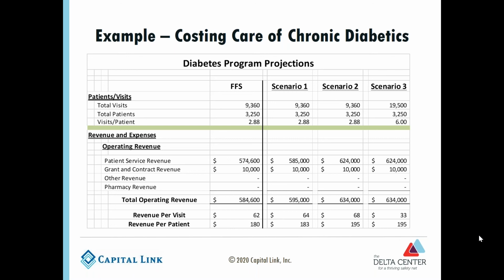So we walk down, you see what your patient revenue is, which came from the last slide. We added in an equal amount of grant contract revenue. You could also add pharmacy revenue possibly. Okay, next slide.